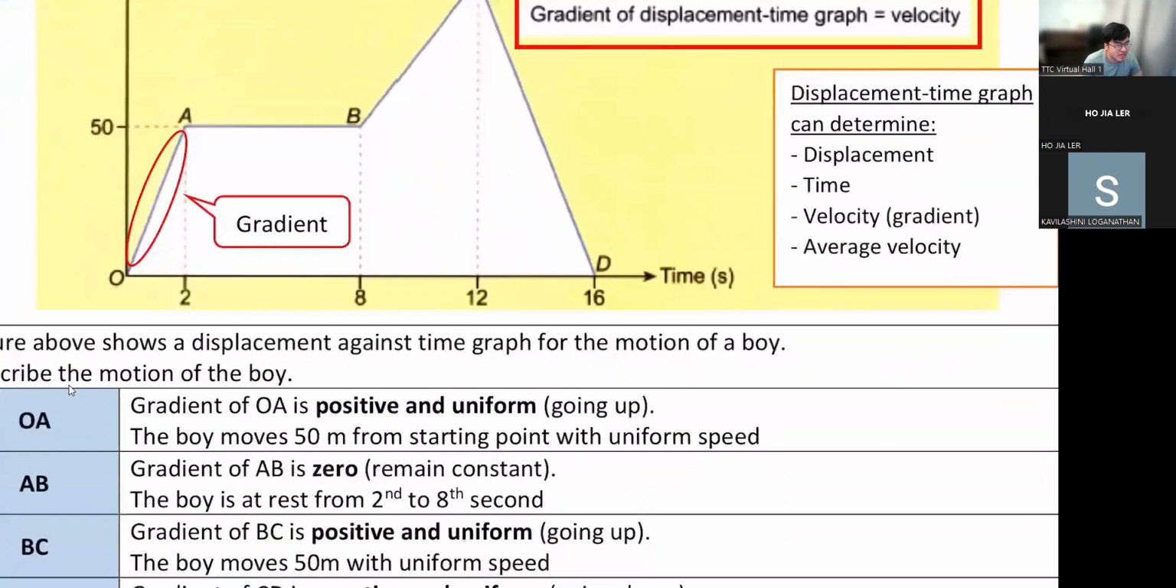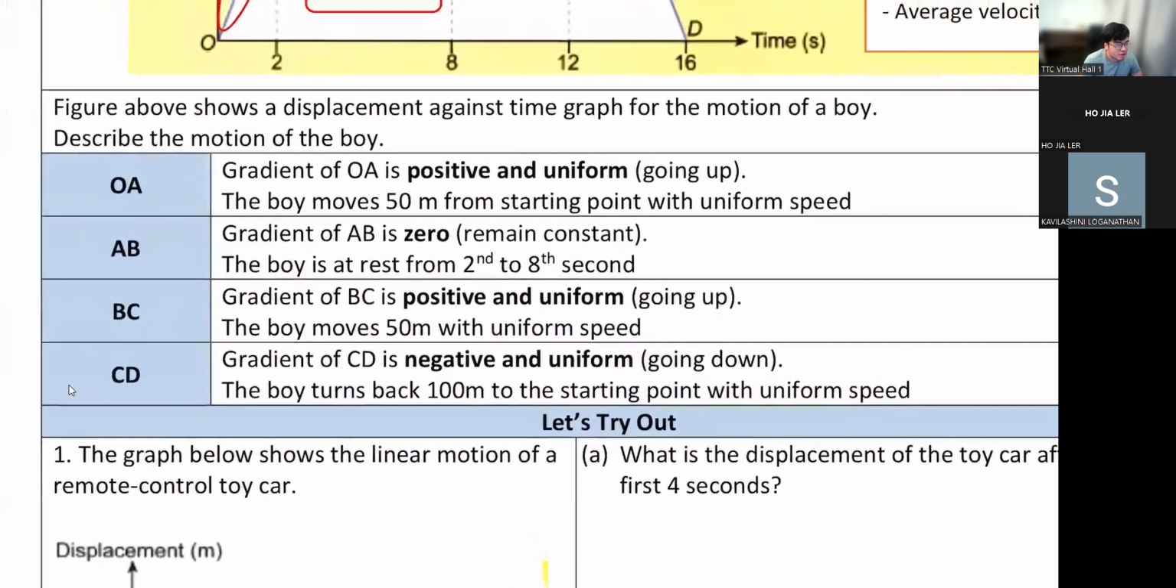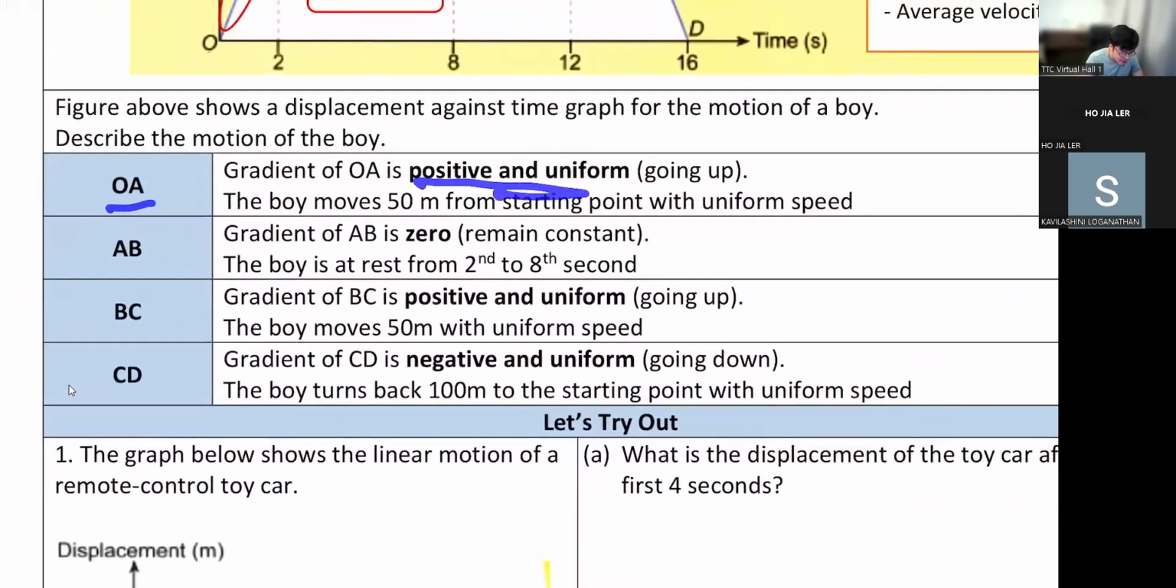All right, so as you can see here, from O to A, this is uniform and positive velocity. That means it's going forward. And then AB here is 0, so the thing is at rest. And then BC is positive, so it's moving at uniform speed again. And then negative uniform, it turns back to the starting point.